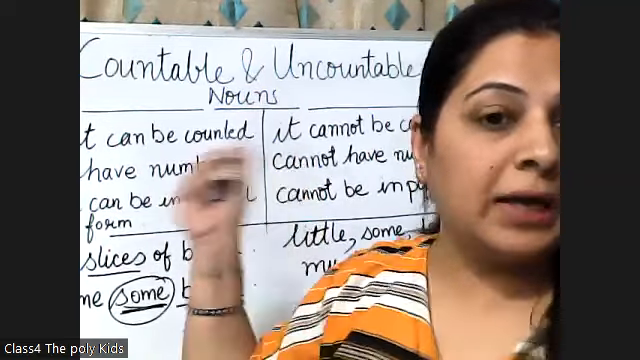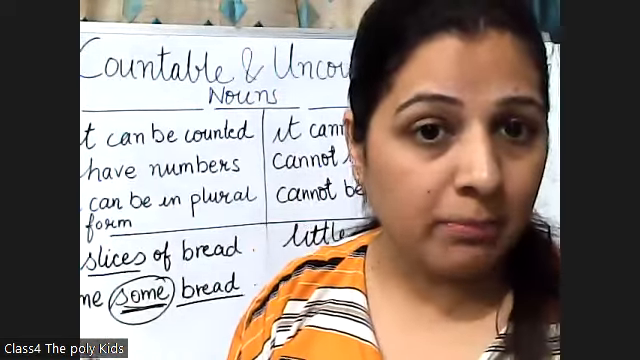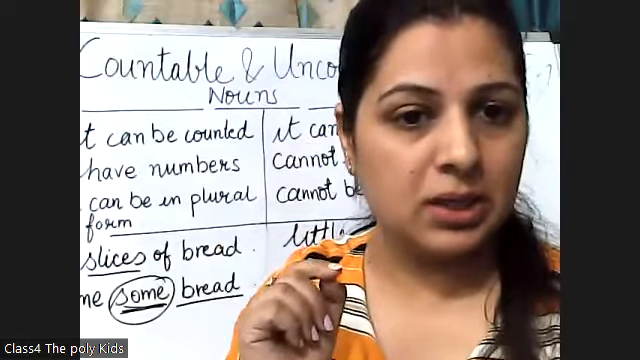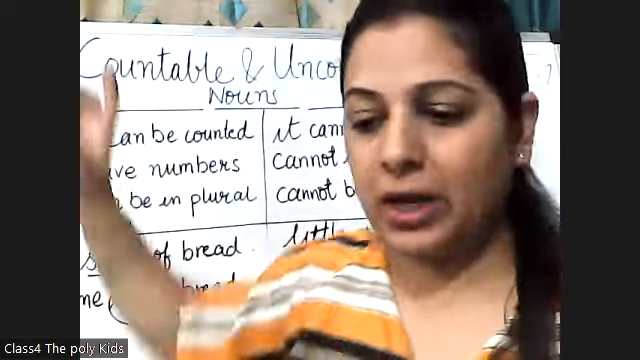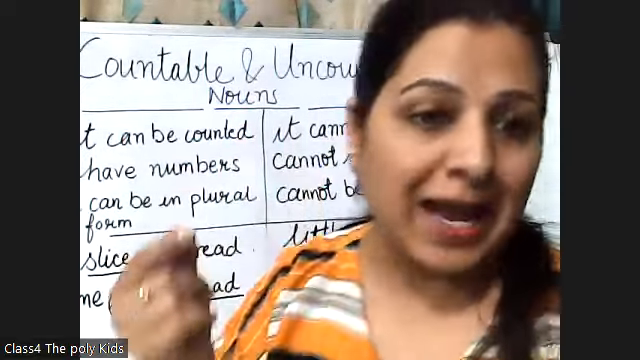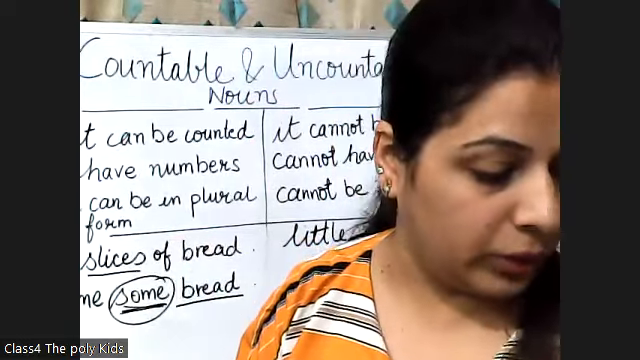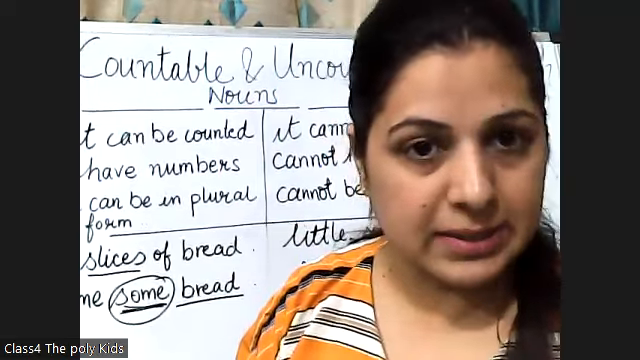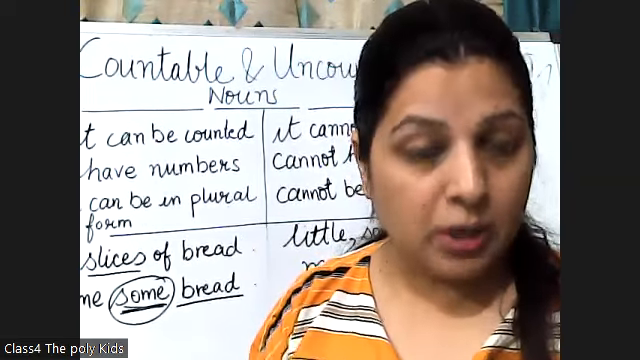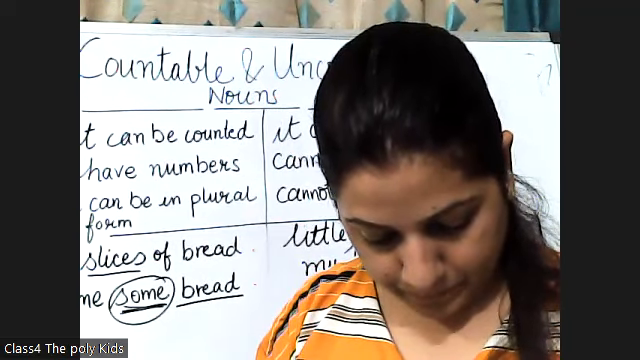Okay, so uncountable noun. Rice, can you count rice? Can we count them? Not in numbers. If we are talking about numbers, 10, 20, 100, 40, 50, countable. If we are talking about quantity, uncountable. Rice, sugar, milk, water, juice, these are uncountable things or uncountable nouns. Clear? Any problem? Any confusion? No, ma'am.